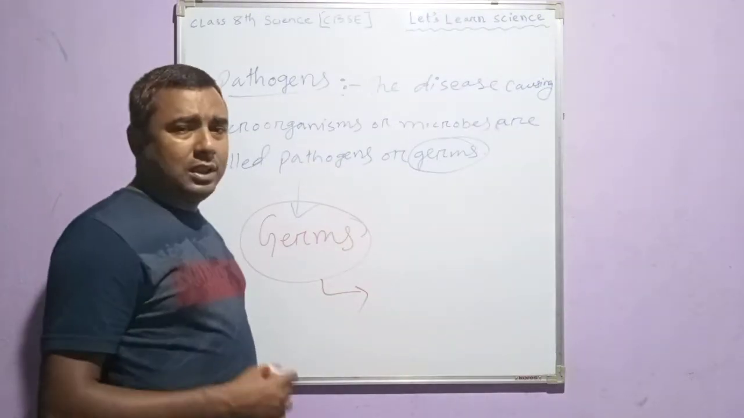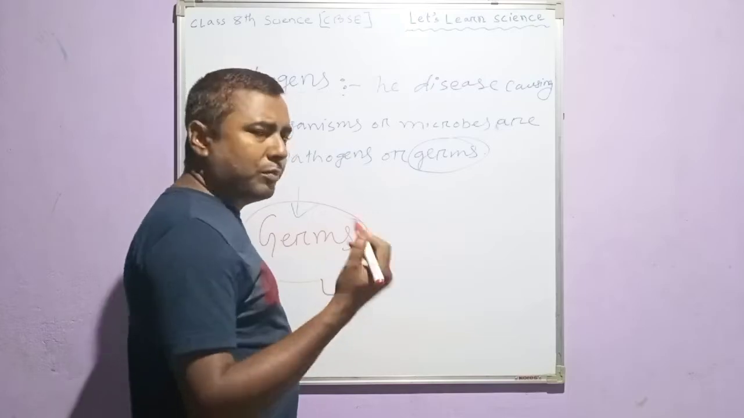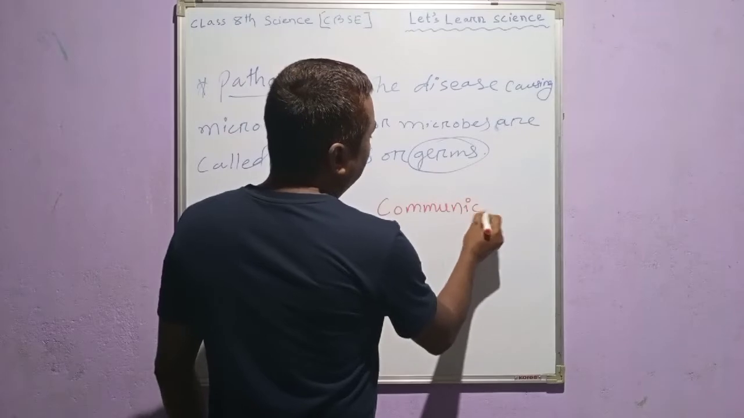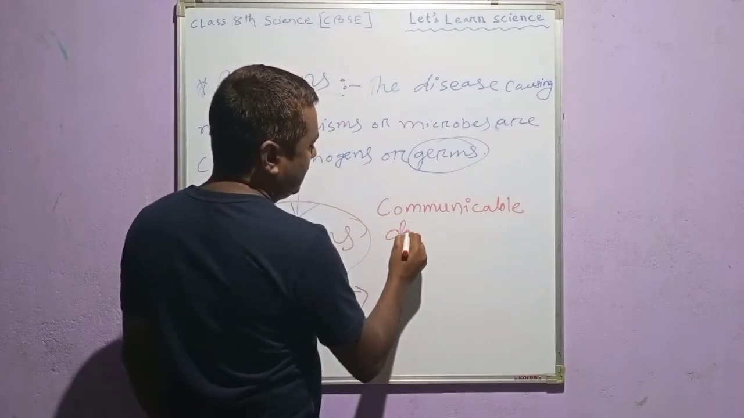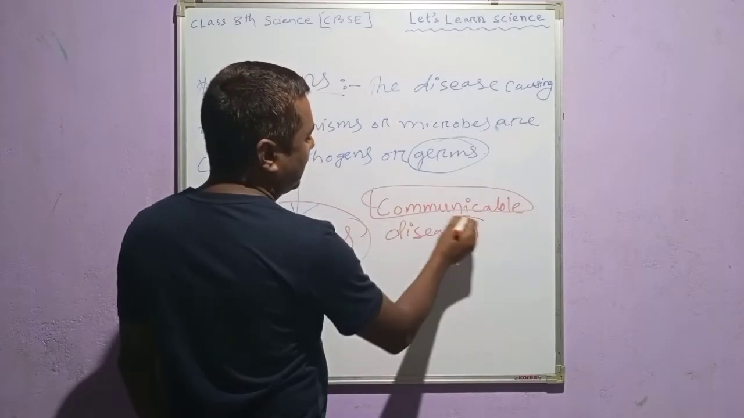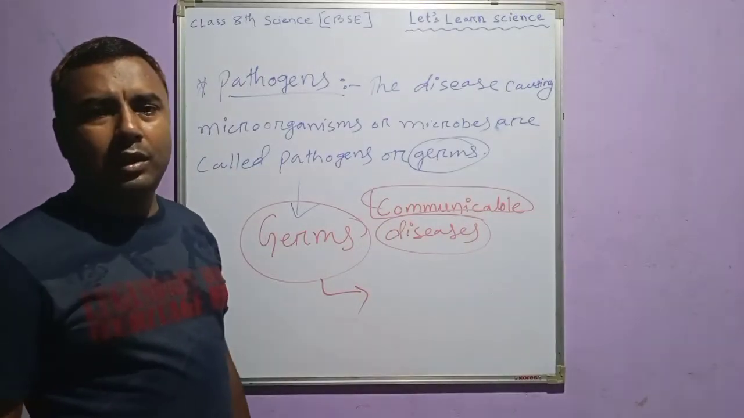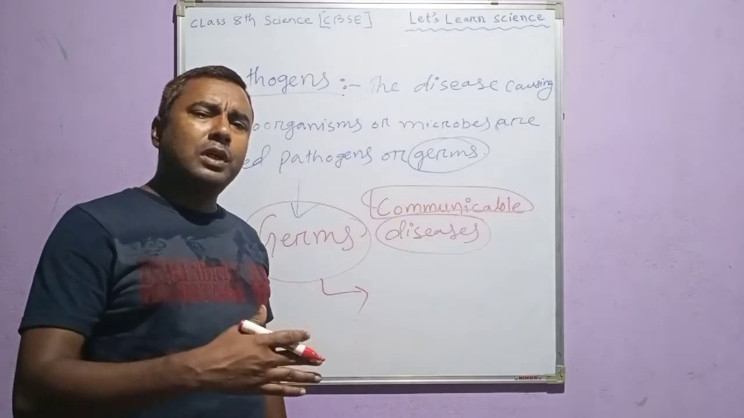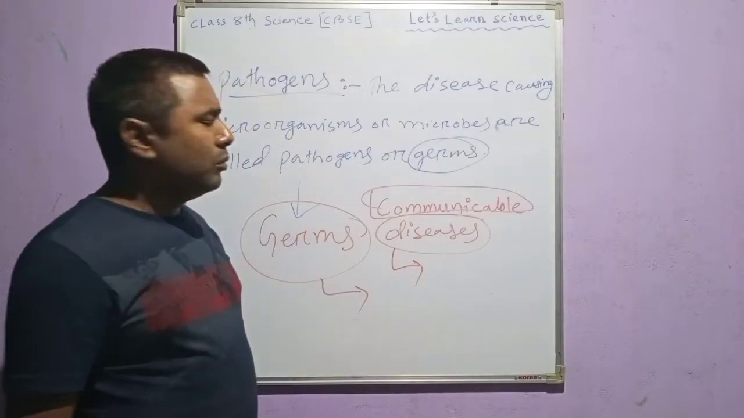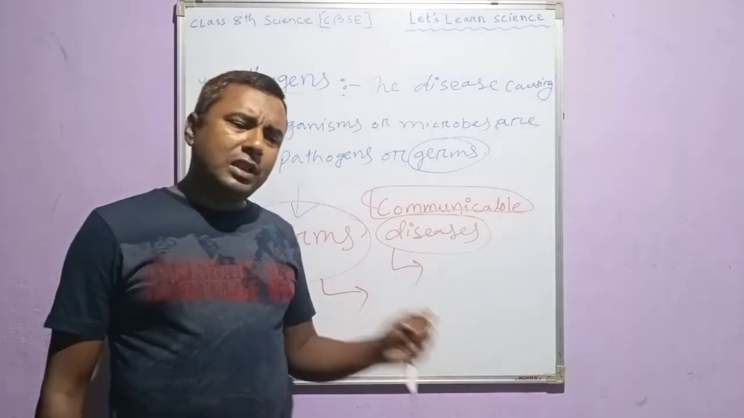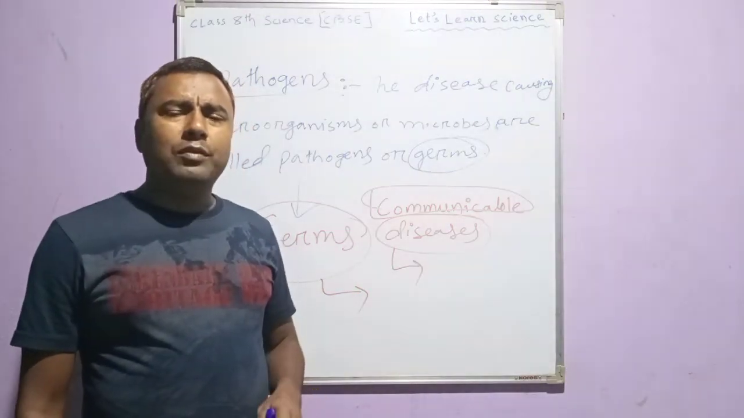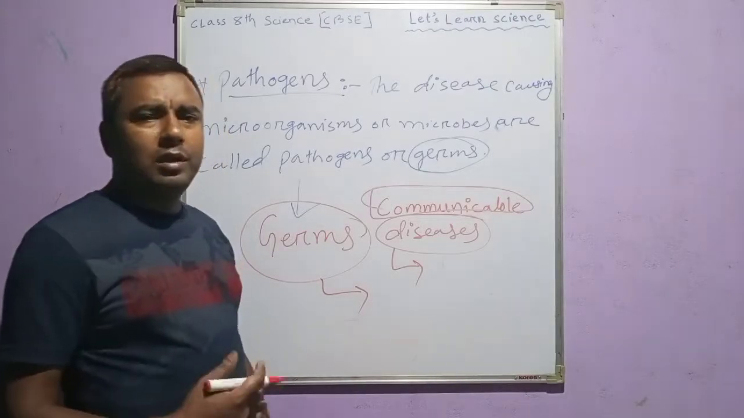And that type of disease, the disease that is caused by germs or pathogens, is called communicable disease. Communicable diseases. They are called communicable because they transmit from an infected person to a healthy person. So the diseases that are caused by germs are called communicable diseases. And the diseases that do not transmit from an infected person to a healthy person are called non-communicable diseases.